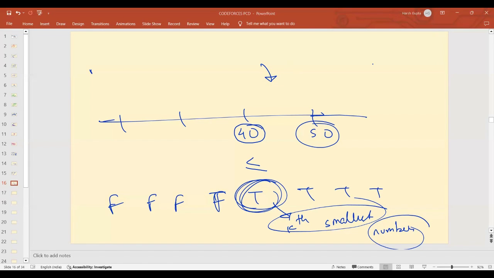Anyone having doubt in the logic? No? Great. So let's jump on to the code.